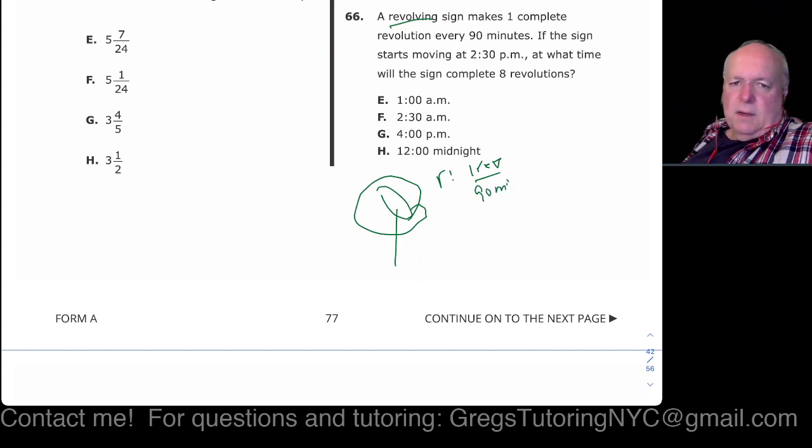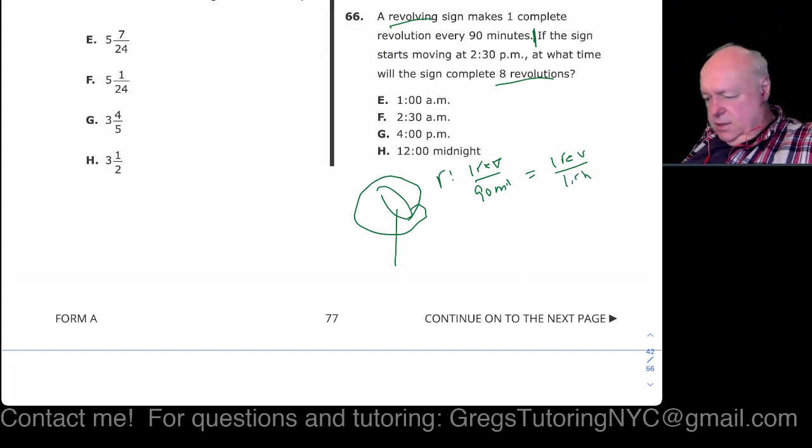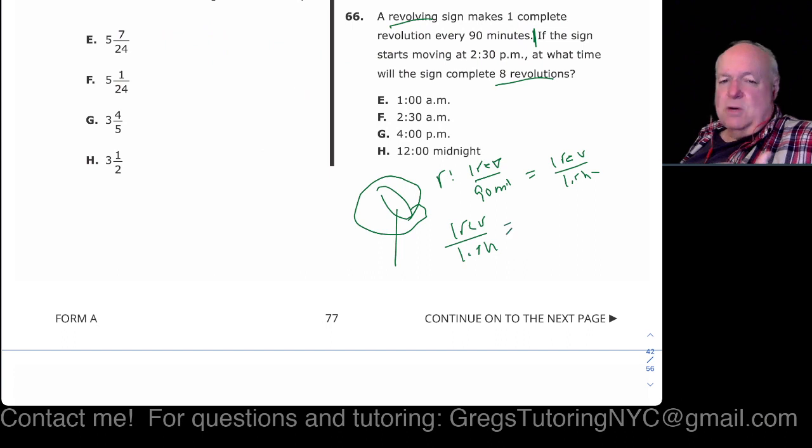Okay, we're up to here. So if the sign starts moving at 2:30 p.m., at what time does the sign do 8 revolutions? All right, so I could keep this in minutes, but I'm realizing that this might help me if I say 1 revolution is every 1.5 hours. That helps me because I can then set up a proportion, which is 1 revolution is 1.5 hours. And they're asking us what time it's going to end.